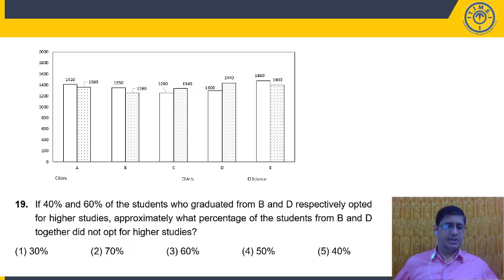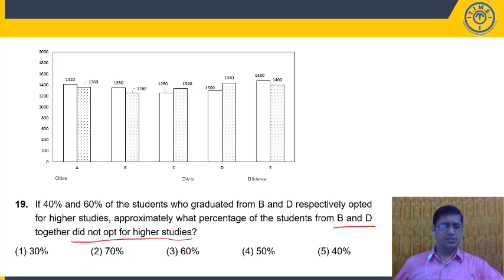If 40% and 60% of the students who graduated from B and D respectively opted for higher studies? Approximately what percentage of the students from B and D together did not opt for higher studies?